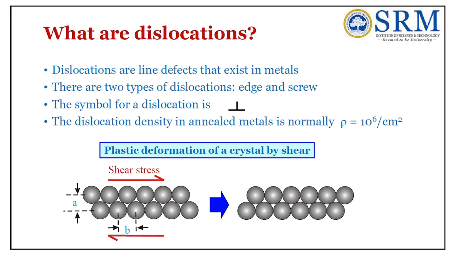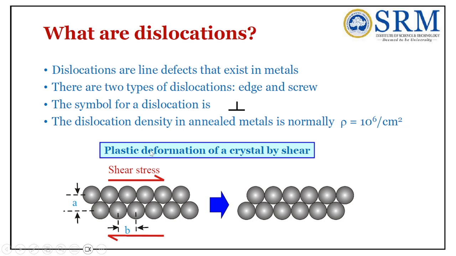What is a dislocation? A dislocation is nothing but a line defect that exists in a metal. Usually dislocations are specified by means of symbols; you can see this is a perpendicular symbol. There are two types of dislocation: edge dislocation and screw dislocation, which we discussed in the line defects. The dislocation density in annealed metals is normally 10 power 6 per centimeter square.